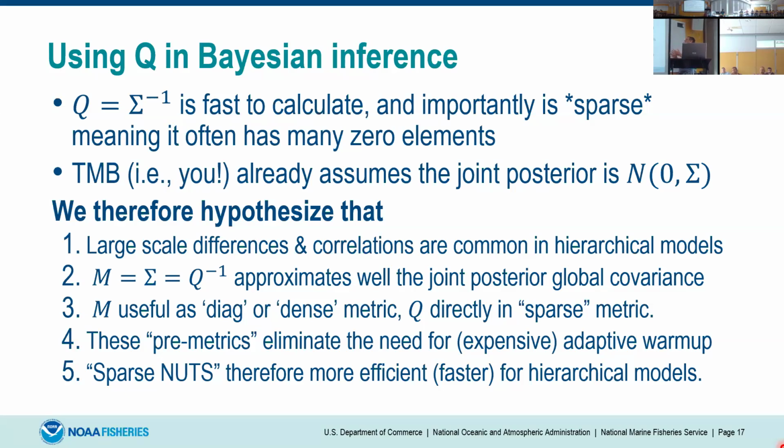So I'm going to hypothesize here today five things: that there are a bunch of correlations in hierarchical models, and this is a problem; and two, that this M or Q inverse or whatever approximates that global covariance well enough, and that we can use M either as a diag, dense, or what I'm going to call a sparse metric, which I'll derive in a second, and that these, what I'm going to call pre-metrics, eliminate the need for this expensive adaptation in Stan. And then basically it's better.